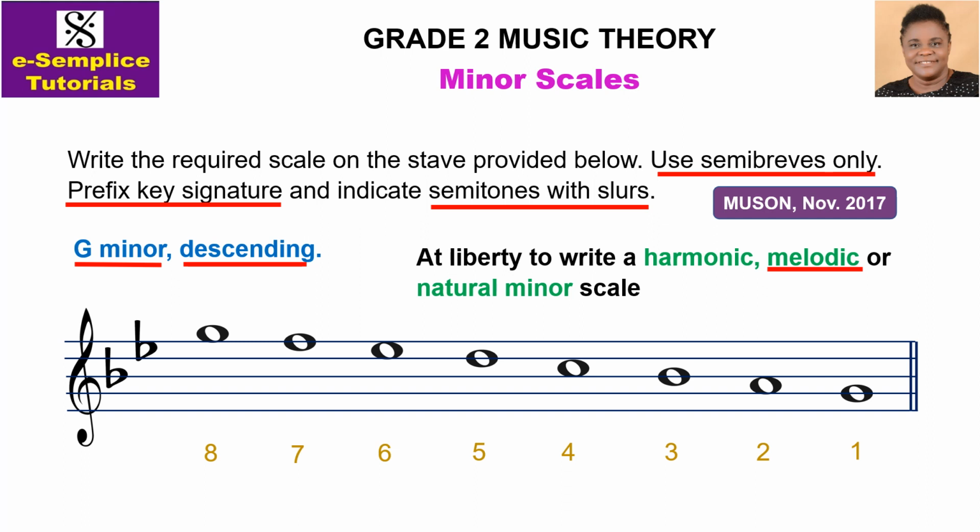Now the next thing from my requirement is that I need to make this scale a melodic minor scale. Because it is already descending in the melodic minor scale, you don't raise anything. You only lower the 6th and 7th degree when you have previously written the ascending scale.